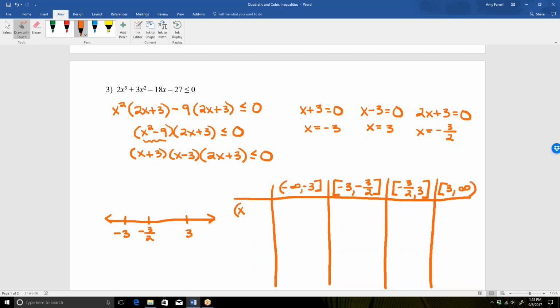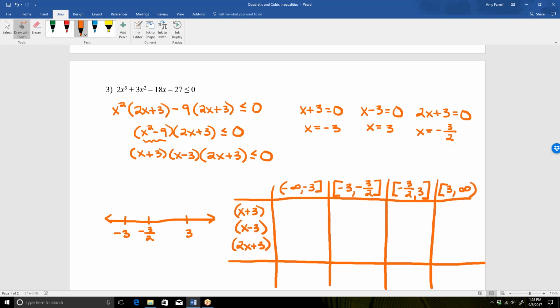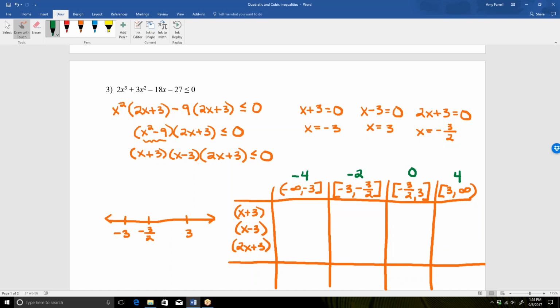Okay, over here, I'm going to put my three factors. And I'm going to choose a number in each interval to plug in to my factors. So I need a number that is less than -3. How about -4? I need a number in between here. How about -2? Now this is -1.5, so -2 would fall in that interval. I need a number between -3/2 and 3. How about 0? 0 is nice to plug in. And a number bigger than 3, how about 4?